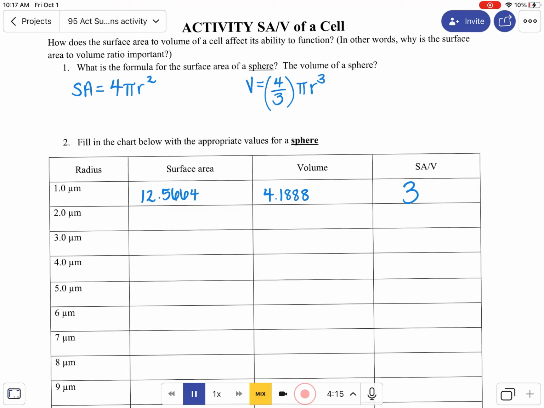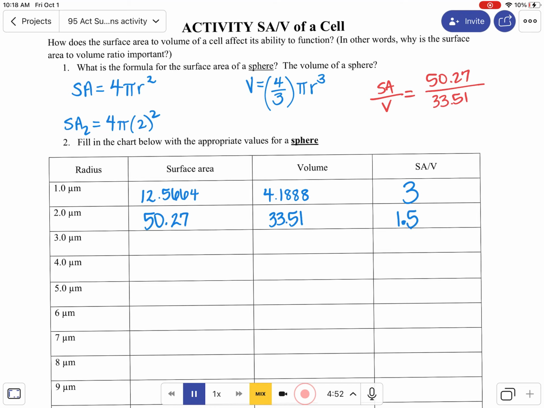So now we're going to do the radius of 2, and I'm going to do the same thing to calculate the surface area. I'm going to take this value and plug it in right here. When I plug that in, I get a value of 50.27. Then when I calculate the volume of that 2 micrometer cell, I get this value. Again, I just plugged in 2 into this part of the equation. And now to get the ratio, I'm going to divide this number by this number.